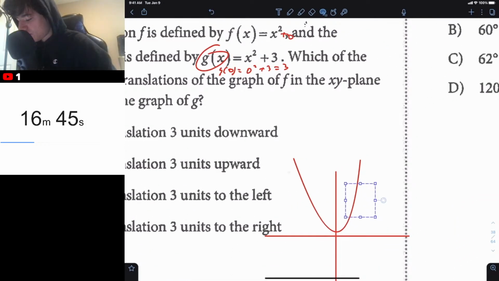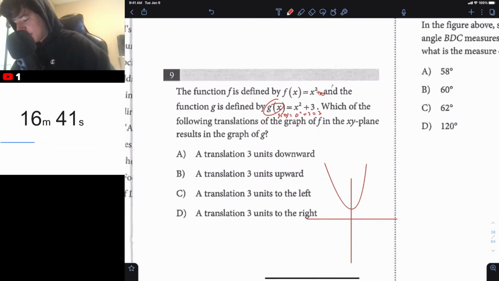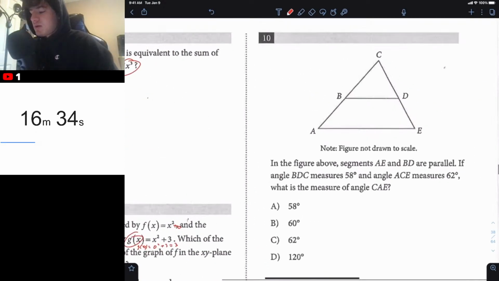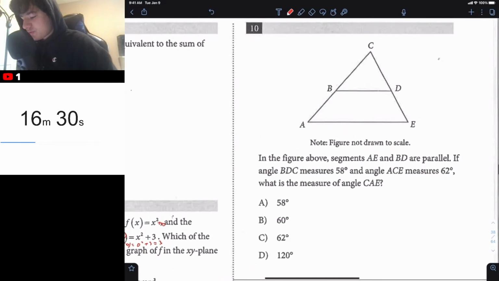So if I make the y-intercept 3, what's that going to do? That's just going to shift my parabola upwards. So the answer should be B, a translation 3 units upward. Anytime you're adding a constant to a function, it's just going to shift it up for the most part.